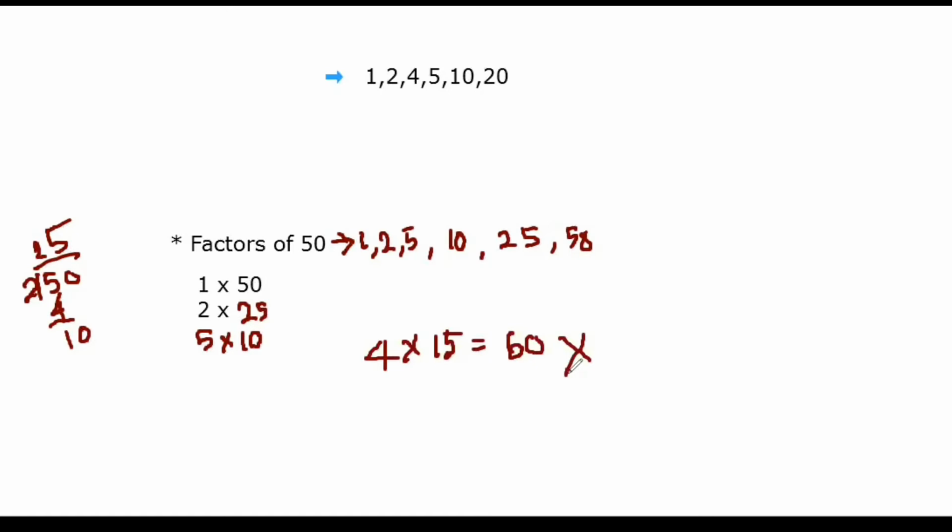Sir, I like 3 times 15. 3 multiplied by 15. 3 times 15 is 45. So your answer should be 50.